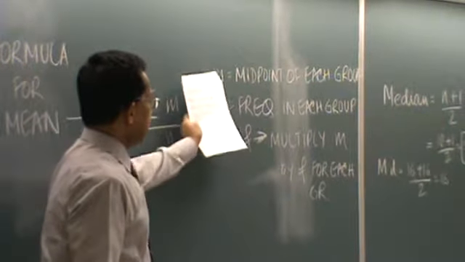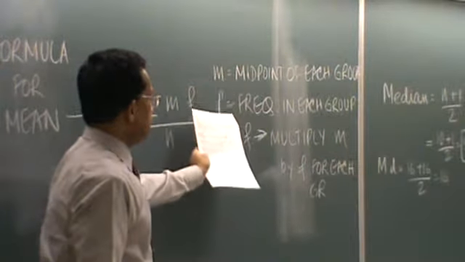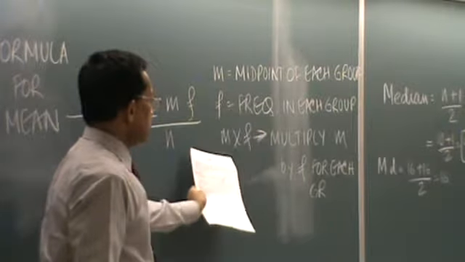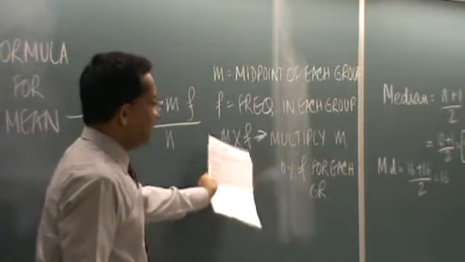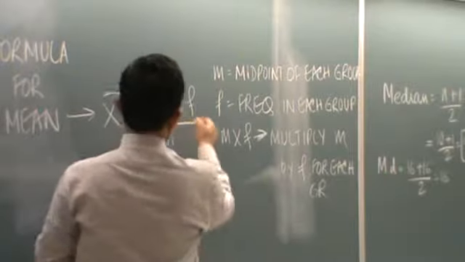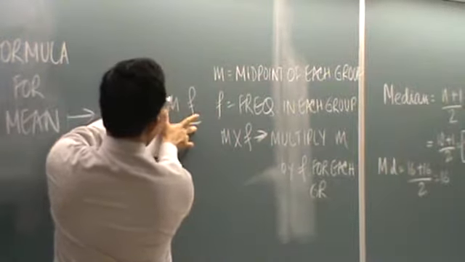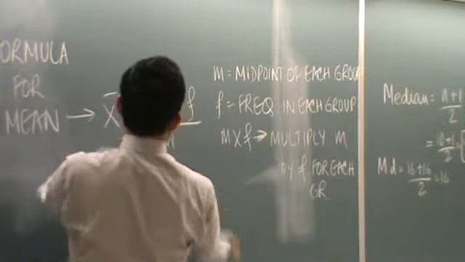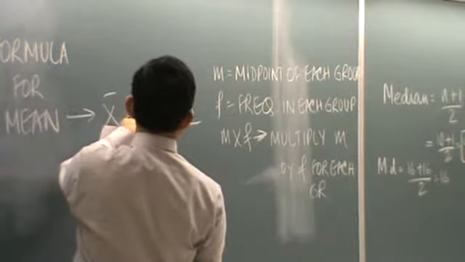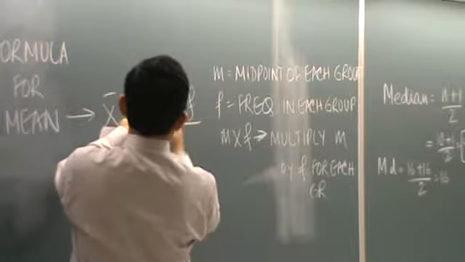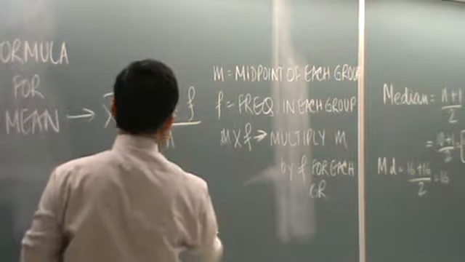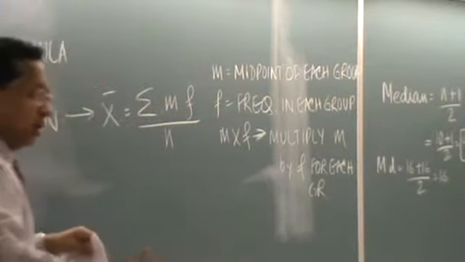Then once you calculate this midpoint for each group and you have this F for each group, you multiply that midpoint by F. That's what this part is all about. M multiplied by F. Then you have to add everything up. Once you are done with these, you add up everything, then you divide that by the total number.